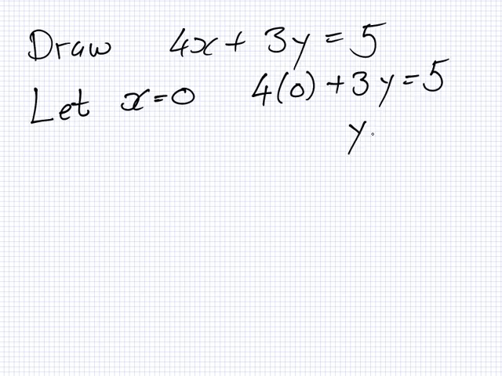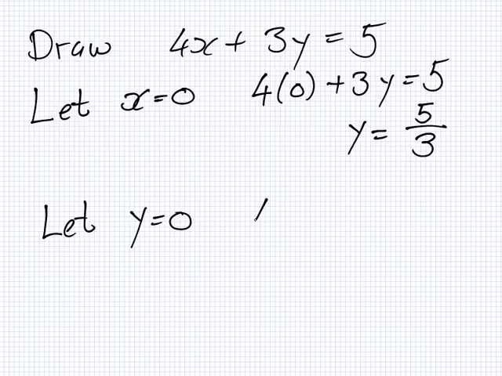Next, let y equal 0. So you have 4x equals 5. Yeah, there's no rush, we'll take our time. 4x plus 3 times 0 equals 5. So again, this is gone. 4x, so x equals 5 over 4.